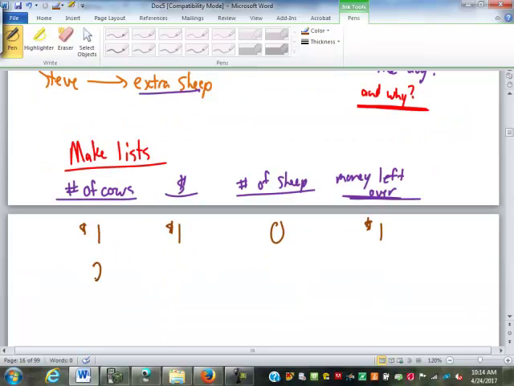If they'd had 2 cows, well, they would have had 2 cows times $2. They would have got $4. Still would have had 0 sheep, and they would have had $4 left over. So make those lists and look for a pattern.